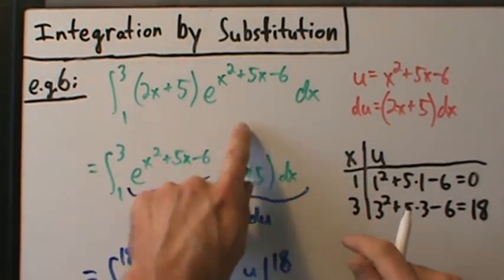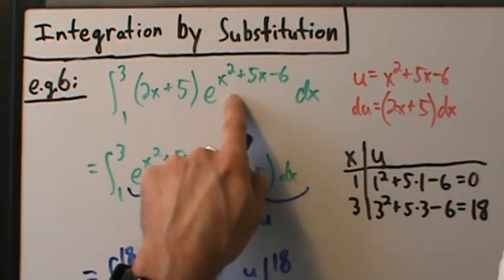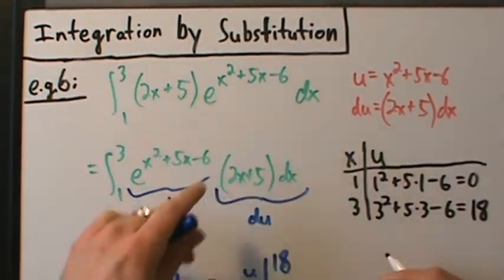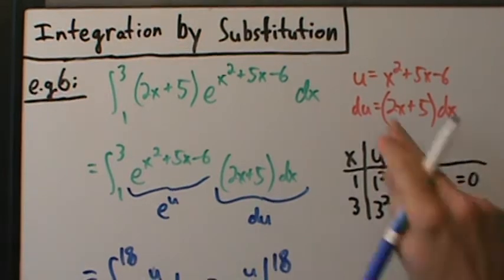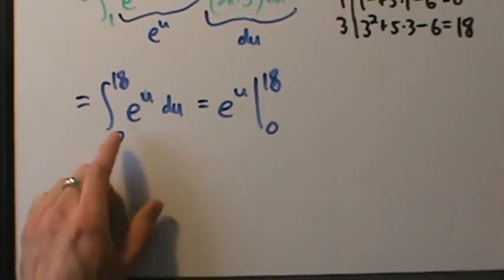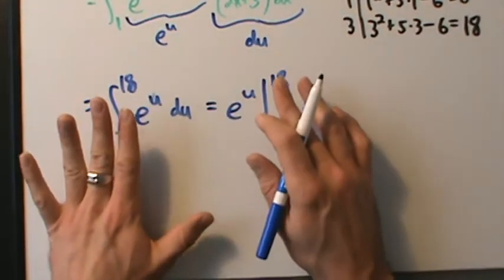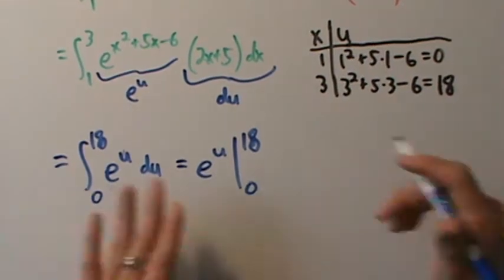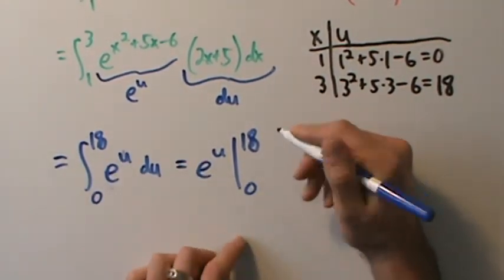If we look at this, it's not too bad, but it is kind of messy. We have the e to the x squared plus 5x minus 6, 2x plus 5. It's just kind of a lot happening. And when we make this substitution, it ends up being really simple. We're just integrating e to the u from a number to another number. And since we changed these limits, we don't have to worry about x anymore. Just completely forget about x. Do everything in terms of u now.